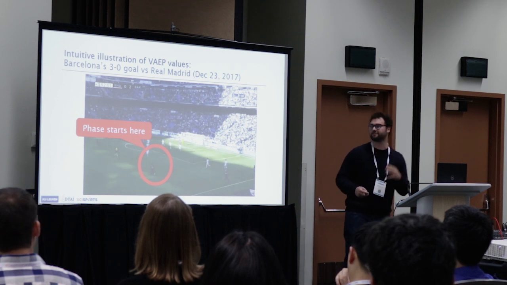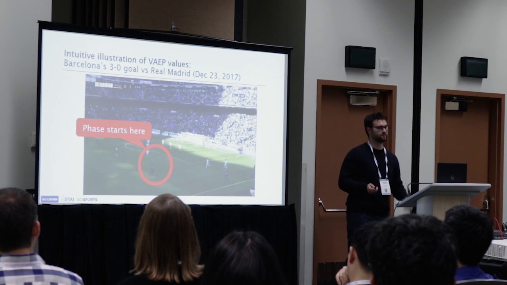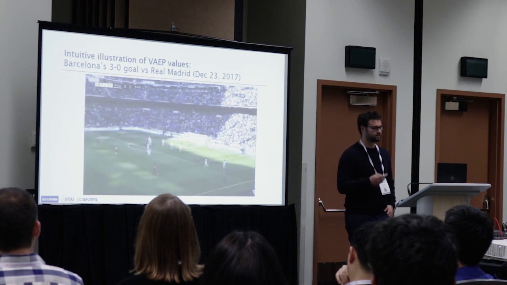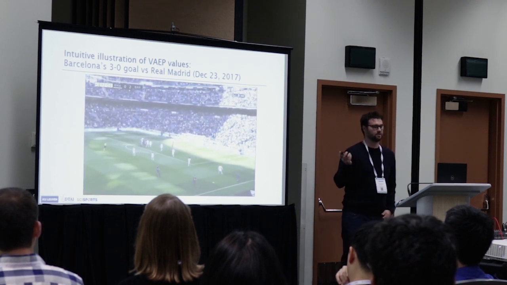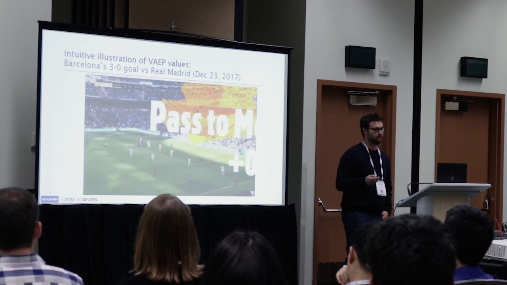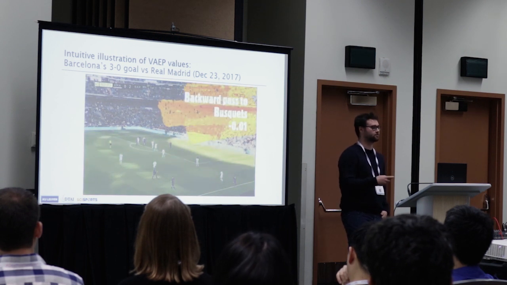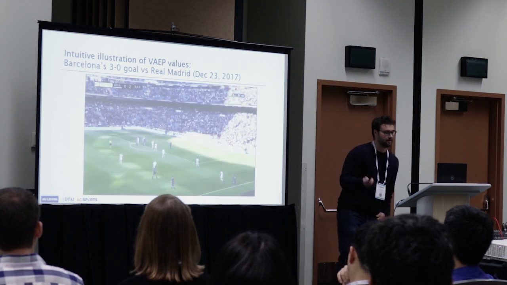So this is an example where Barcelona is going to score a goal against Real Madrid. So this is Busquets passing to Messi, but it's pretty neutral. It doesn't really raise the odds of scoring that much. Here Messi passes past Busquets. He actually moves the ball further away from the goal, so it gets rated negatively.